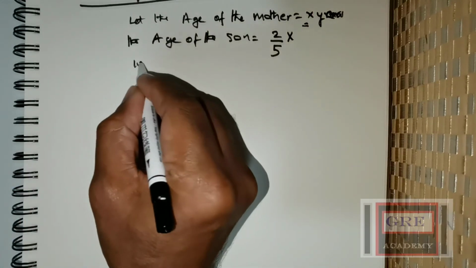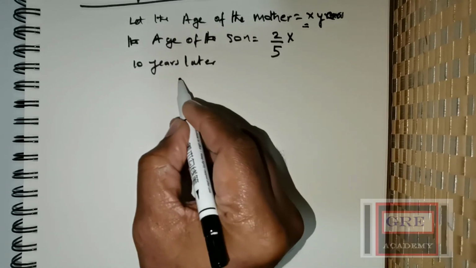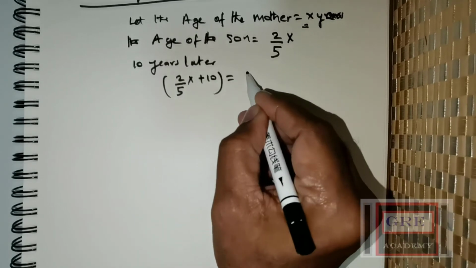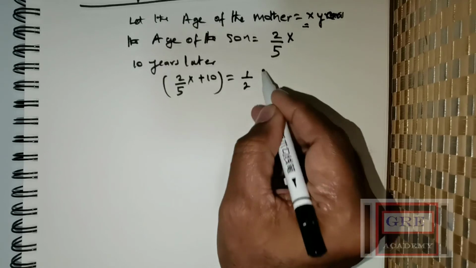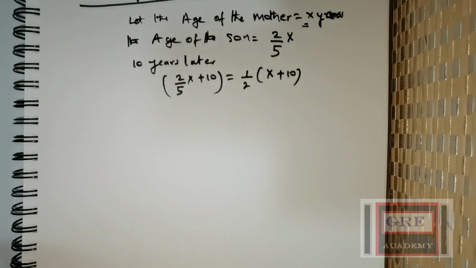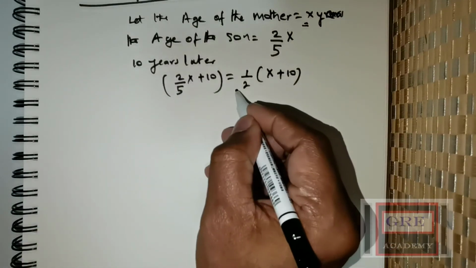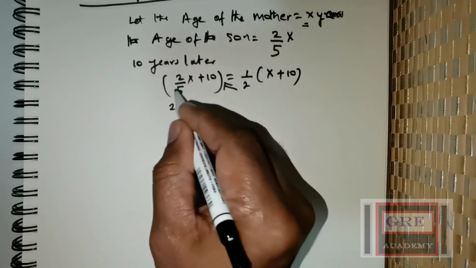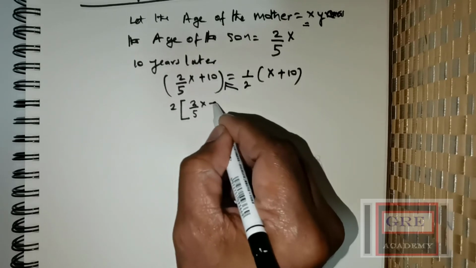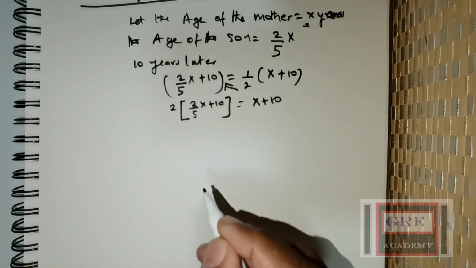Now 10 years later, the age of the son is 1/2 the mother's age. So this is the equation you have to get. Now we are solving this. I am cross multiplying the left with the 2 there, so that's going to be 2 times 2 over 5 times x positive 10 is equal to x positive 10 on the right.